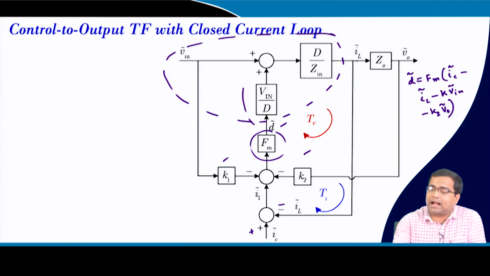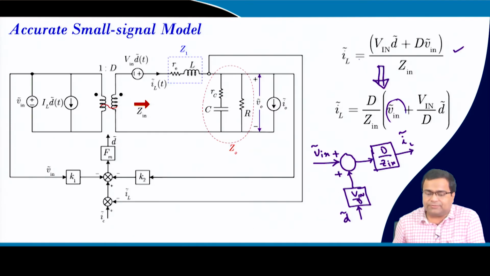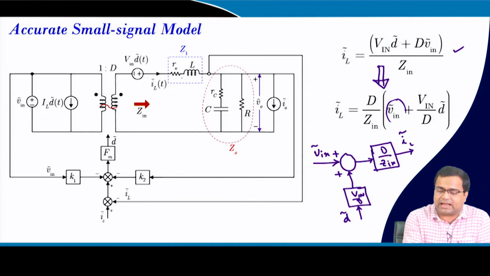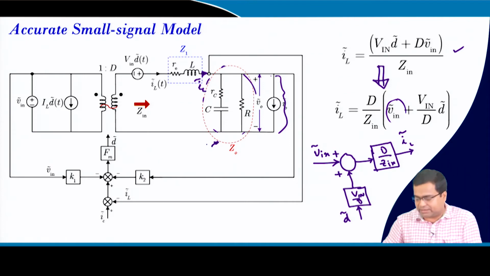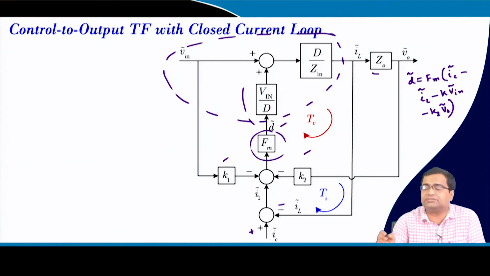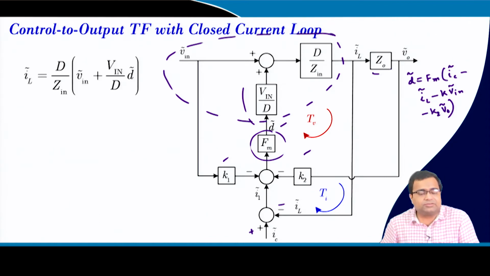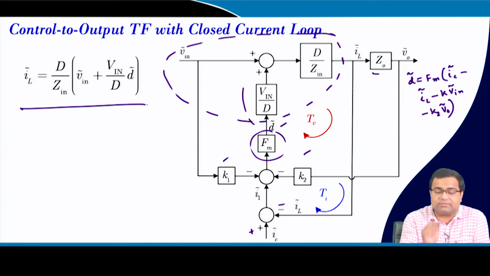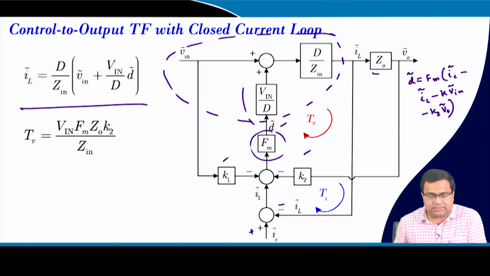And then IL to V0, if you go back, so this is my IL, that means this current is my IL perturbation and this branch is my Z0. So, then what is the voltage across this branch? This branch voltage is nothing but current multiplied by this Z0 impedance. Okay. So, you can write IL perturbation in terms of this.